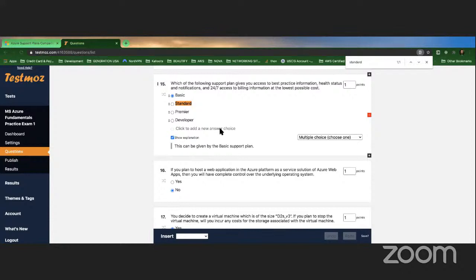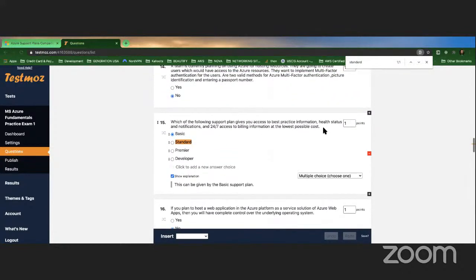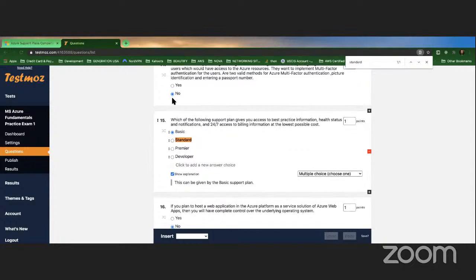I wouldn't. I mean, I would put something else here. Yes, maybe the trick is to read that this access to billing is 24/7 access to billing information, and that you have to read it. I don't think that's the keyword. The keyword is the lowest cost.